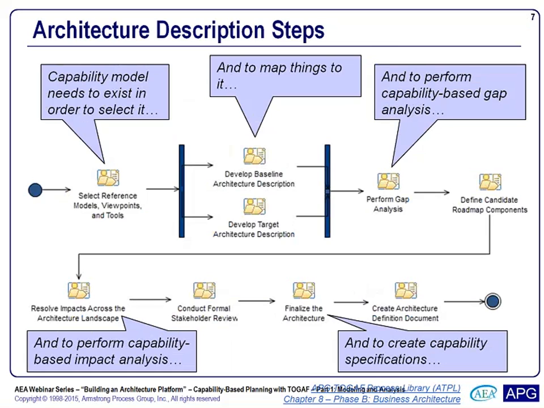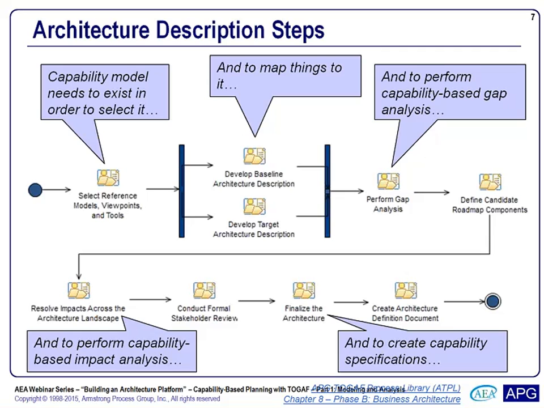And then when we get into phases B, C, and D, this is the description of the common set of activities in those phases. Starting off right away where we're trying to select reference models, viewpoints, and tools, one of the reference models that we might choose as a basis for some of our modeling is a capability model, which we really think is ultimately a special type of reference model. So the capability model needs to exist before we've hit this activity in phase B, for example.